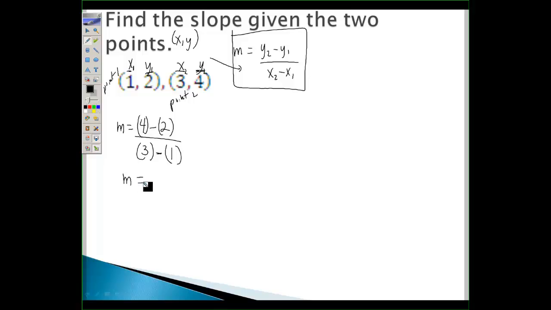So I'm going to do a little simplifying. M equals 4 minus 2 is 2, 3 minus 1 is 2. I know that the slope m must be equal to 2 divided by 2, which is 1. Okay. Only improper fractions today. Do not change to mixed numbers or decimals. Only improper fractions. The slope is 1. So there's our first example.